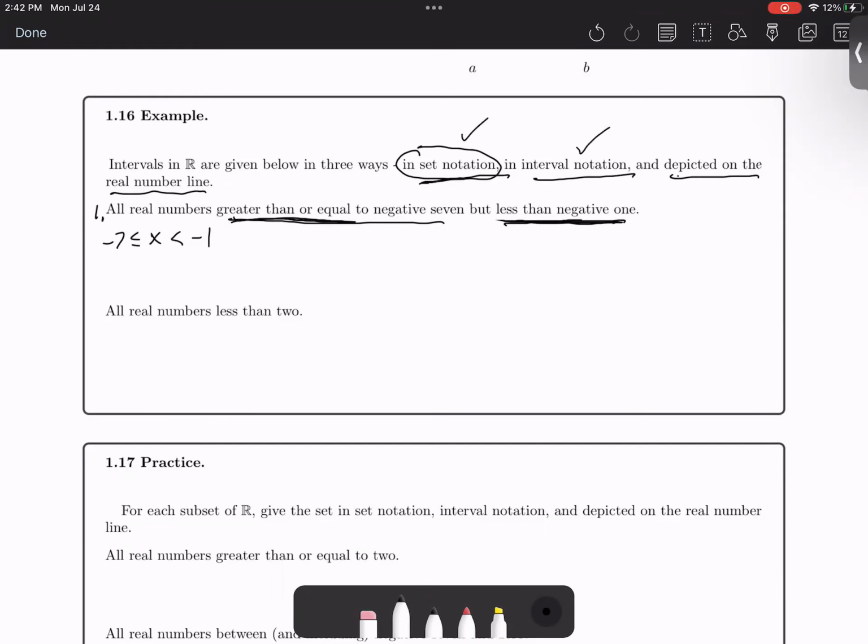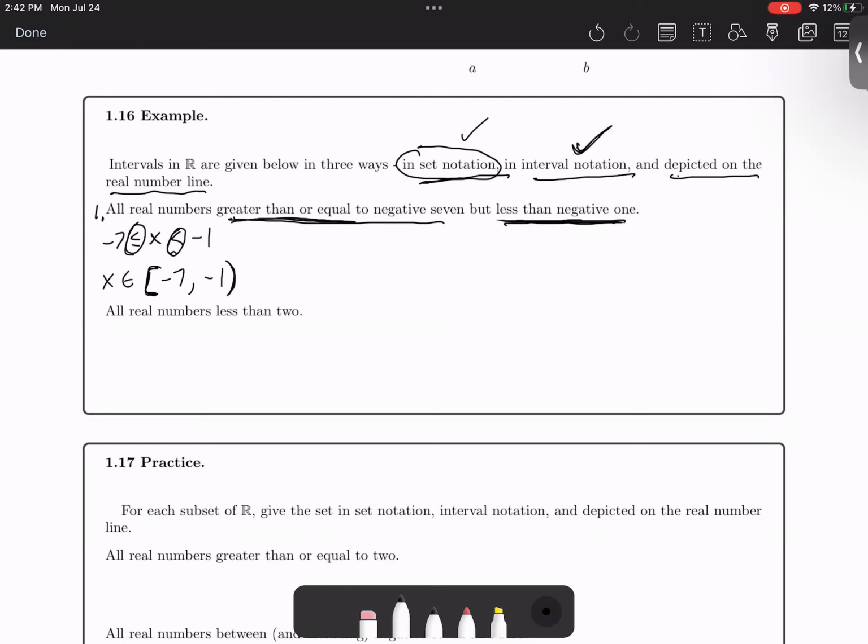If we were to do this as an interval, x is a number that's somewhere between -7, and I'm going to include -7 with this bracket because of this less than or equal to. So x is somewhere between -7 and -1, and I'm going to exclude -1 because I can't actually be -1, right? Here, x is less than -1. All right, so that's interval notation.